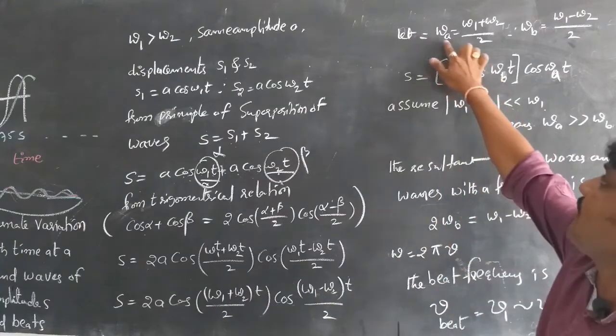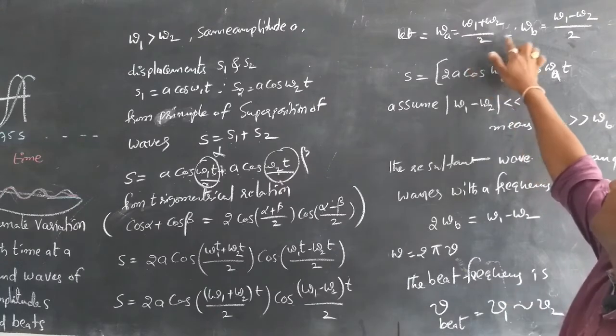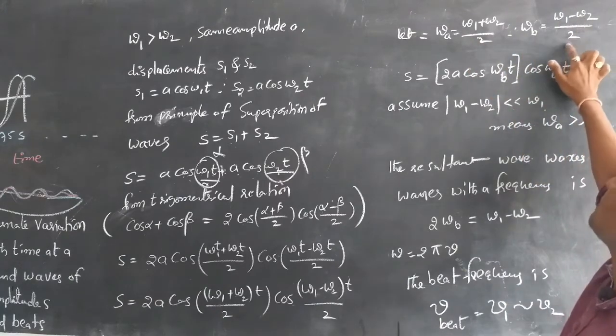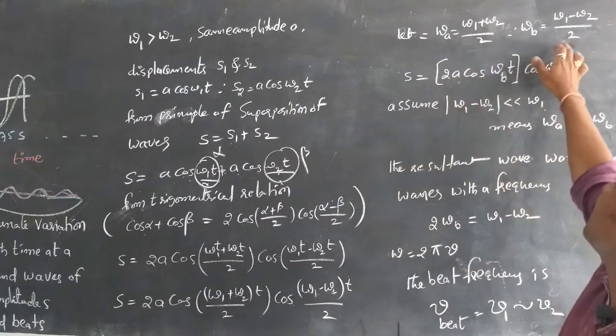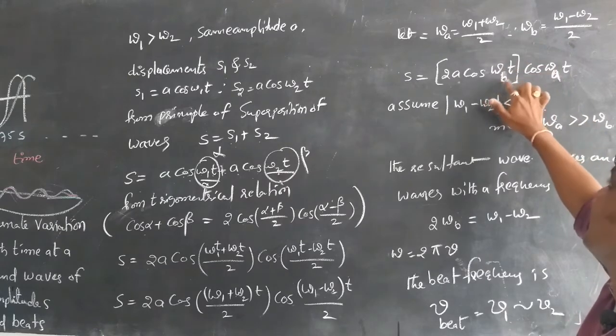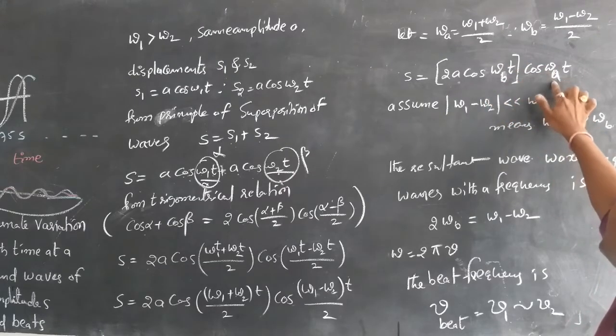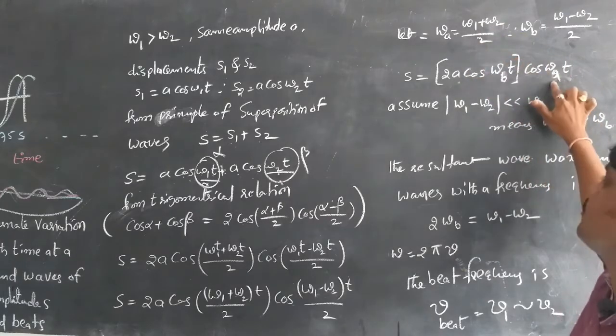Here omega A is equal to (omega 1 plus omega 2) by 2, we are assuming that. Then omega B is equal to (omega 1 minus omega 2) by 2. Let's consider that. Then S becomes 2A. The waning of sound is (omega 1 minus omega 2) by 2, which is omega B. So that's why cos omega B t, and cos omega A t, where omega A is (omega 1 plus omega 2) by 2.